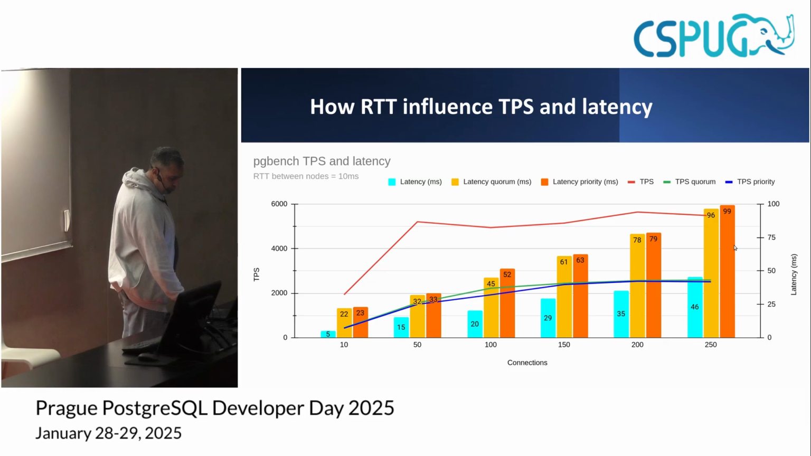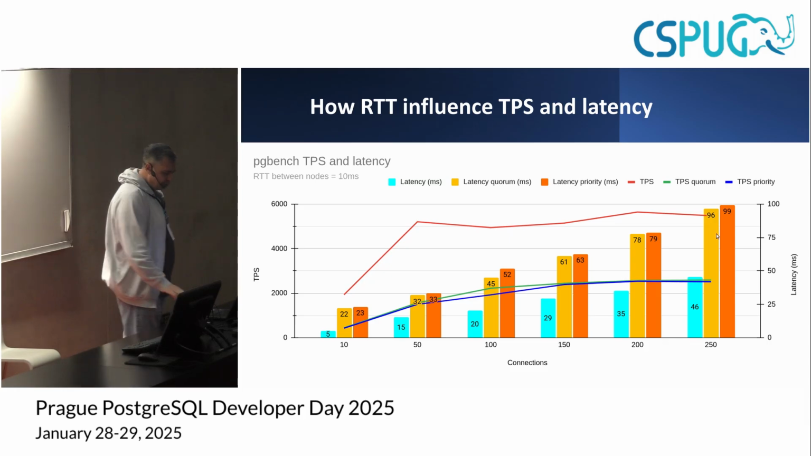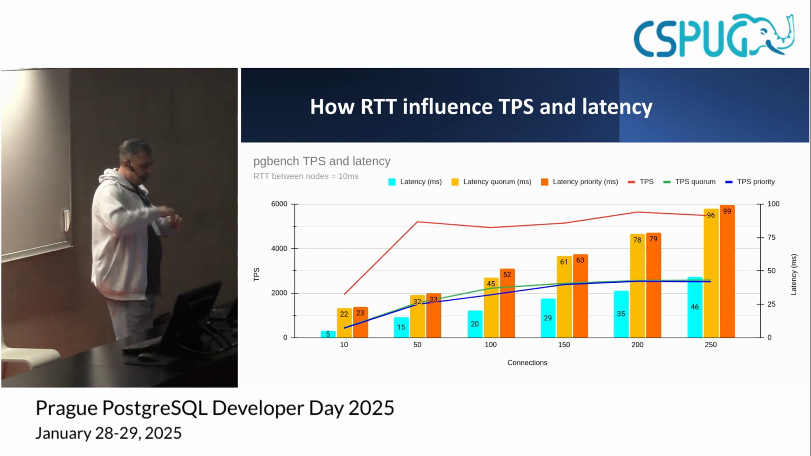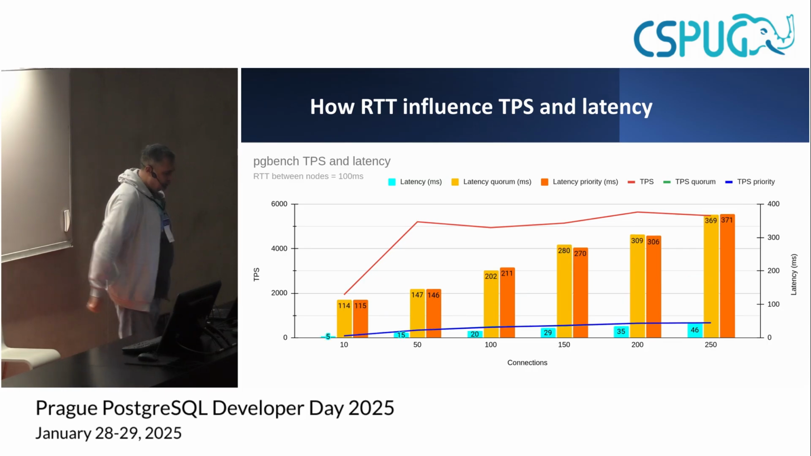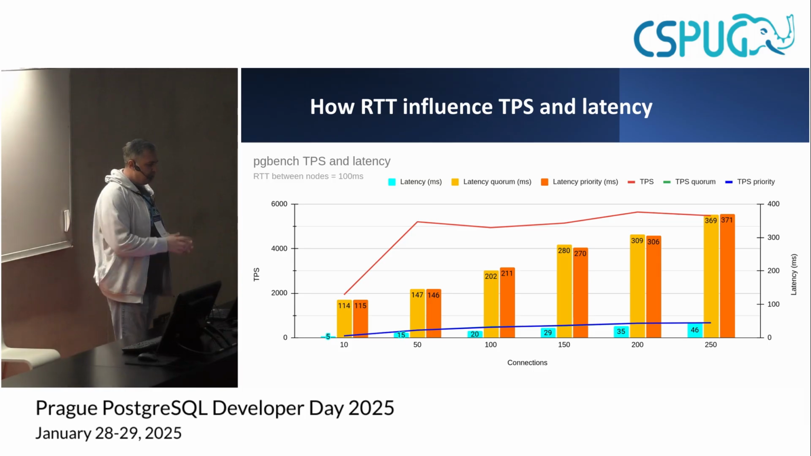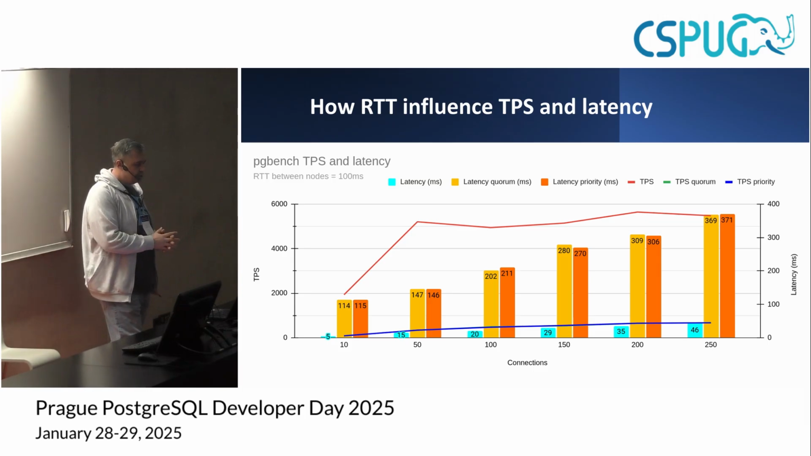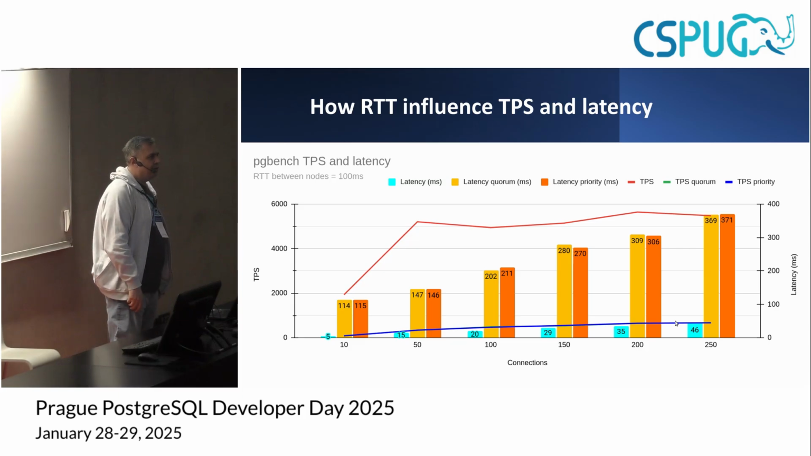It's not interesting to look at 250 because my laptop simply can't handle it. But I think the picture and how it evolves tells about itself. And what is the most interesting part is when the round trip between nodes is 100 milliseconds. In this case, I was able to reach with synchronous replication only 700 transactions per second.